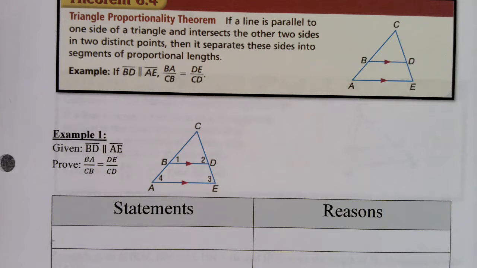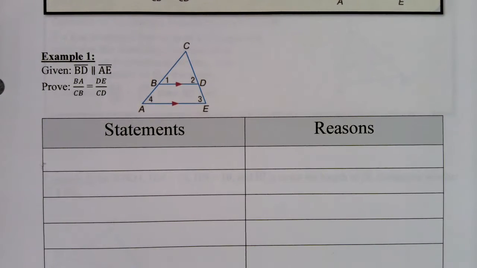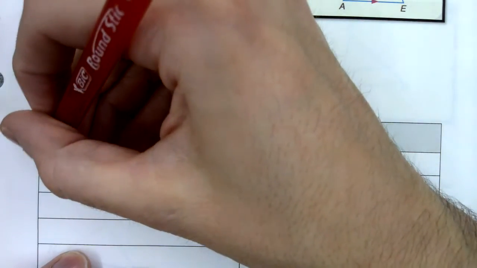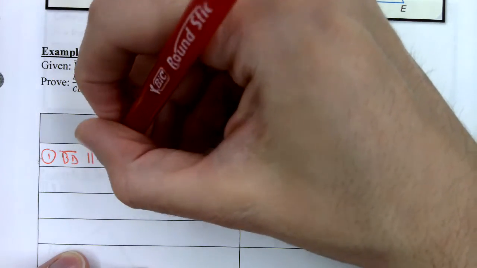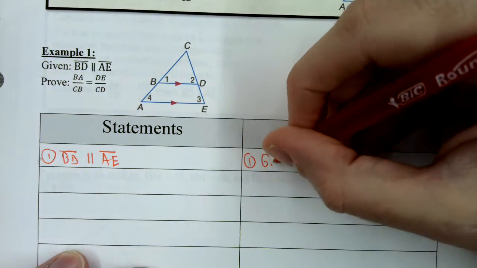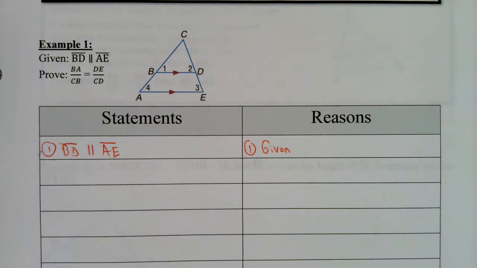So if you look at example 1, we are going to actually prove that theorem that I just gave you. That's why I like geometry more than algebra 1, is sometimes you can see why things are true. So we're actually going to prove that theorem so you can see why it's true. I like this proof. It is a long proof, though. So given that BD is parallel to AE, that's my first statement. That reason is given. We have to prove that BA over CB equals DE over CD. And here's how I'm going to do it.